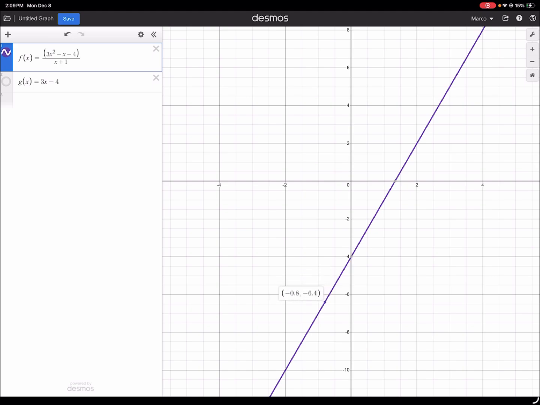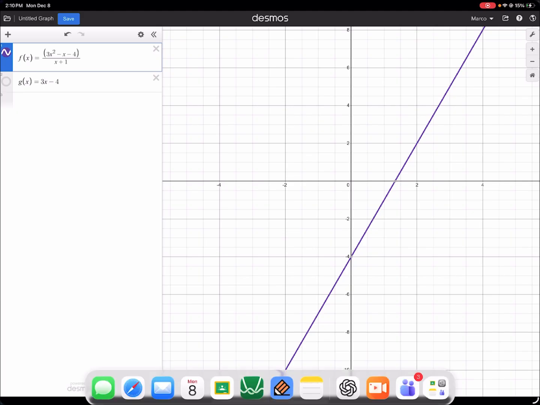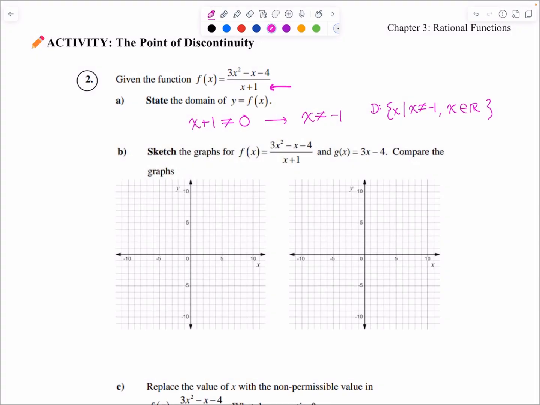Again, at x equals -1, let me see if I can get it right on the money here. There's nothing there, but you can see that if I'm really close to it, it looks like it's super close to -7. As x approaches -1, it looks like I'm getting really close to -7. Even from the other side, if I go this way, it looks like it's getting really close to y equal to -7, but not quite there. So we have this hole at y equal to -7 and x equal to -1. Those are our two graphs. They're the exact same, so I'm not going to sketch them here. We just compared them on Desmos.